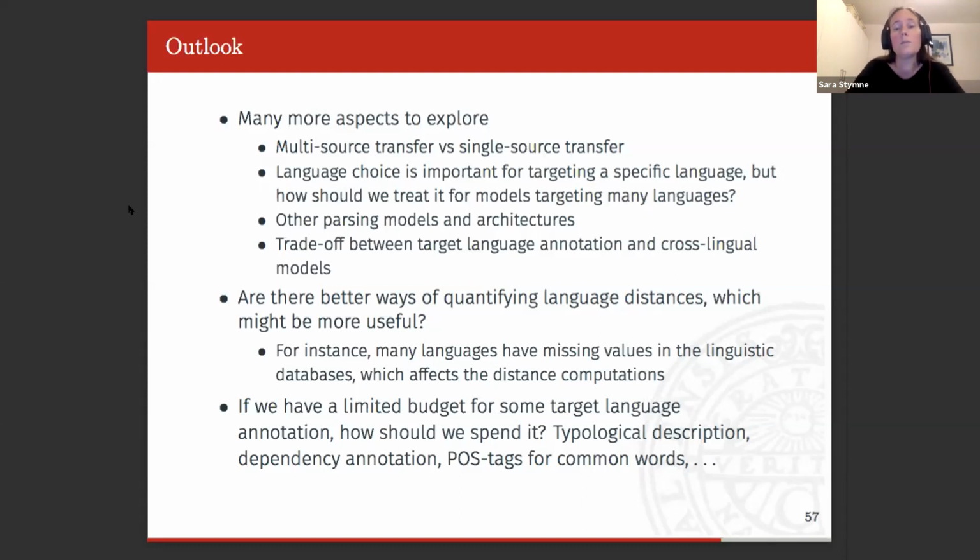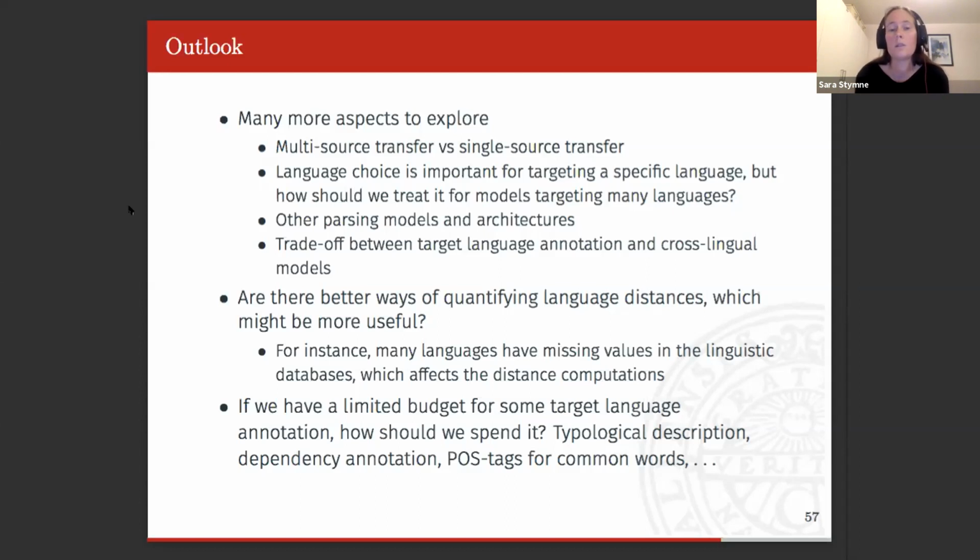Also, language choice is important when we target specific languages, which is mainly what we talked about today. But how should we treat it for models targeting many languages? Then there are many trade-offs. You want a model that works well across a large range of languages, but there are also going to be some trade-offs. So that situation is even harder to evaluate, but it's still really worth investigating, I think.